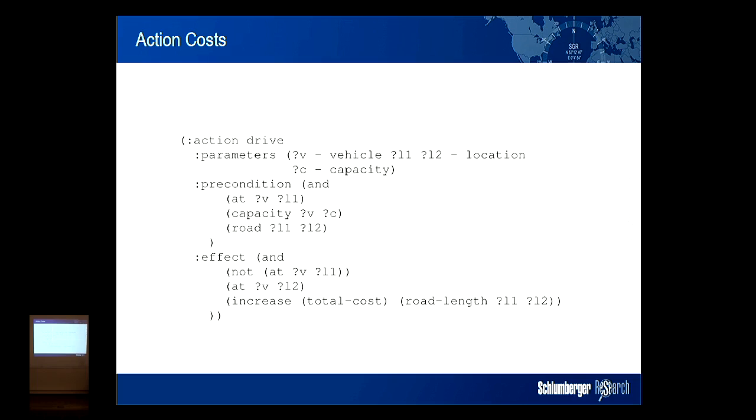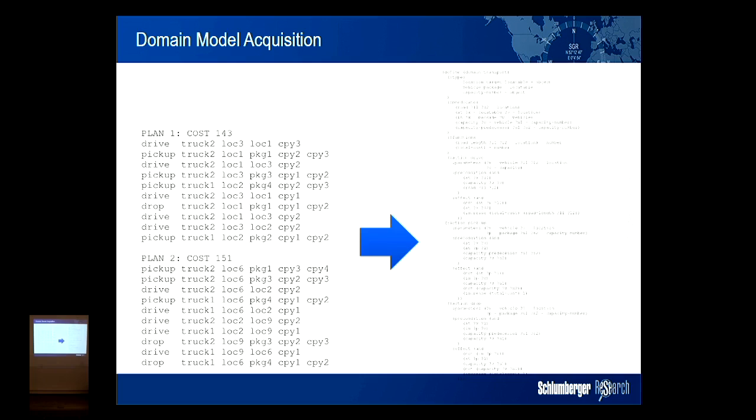The drive action depends on the road length between two of the parameters of the action. And this is a static fact in the initial state. It has to be for the action cost assumption. But just to point out that it's the location parameters that it depends on. Okay? So in domain model acquisition, we're going from plans to a domain.